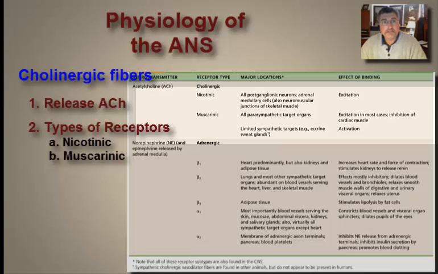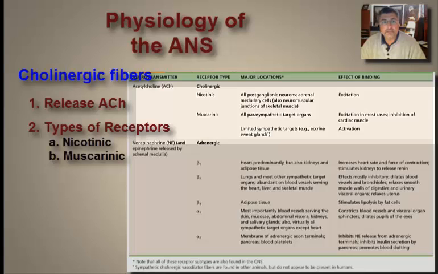Nicotinic receptors get their name after nicotine because nicotine will have a similar effect on their target sites. Nicotinic receptors will bind to acetylcholine, and they will be found at the motor end plates of skeletal muscles, all ganglionic neurons, both parasympathetic and sympathetic, and the hormone-producing cells of the adrenal medulla. These receptors always function to stimulate an excitatory response.